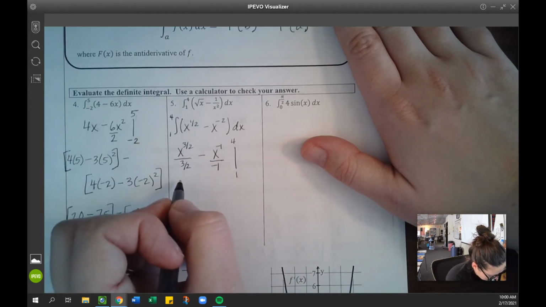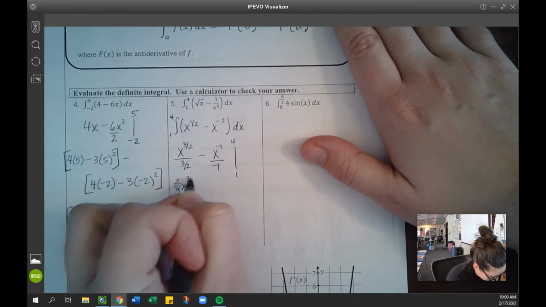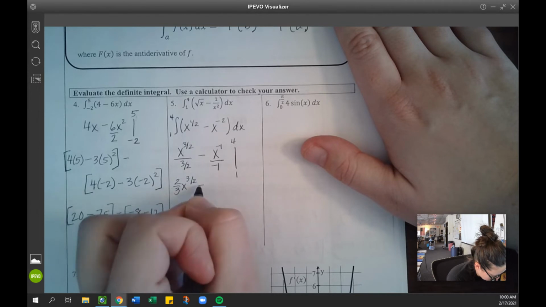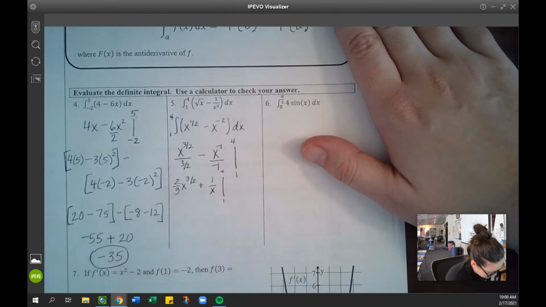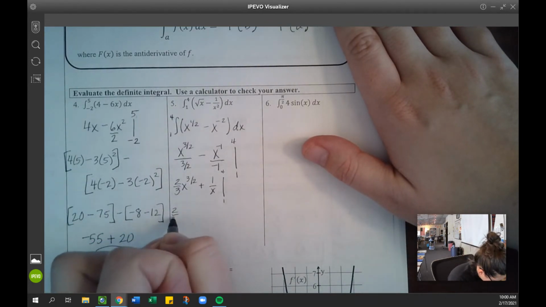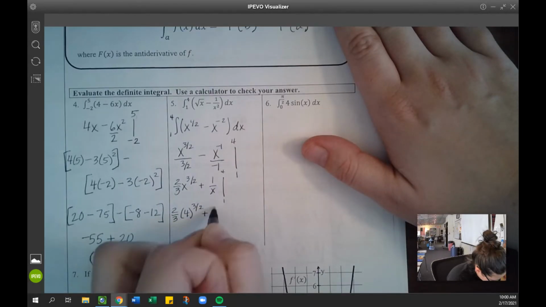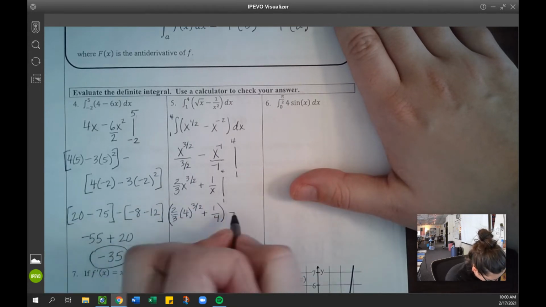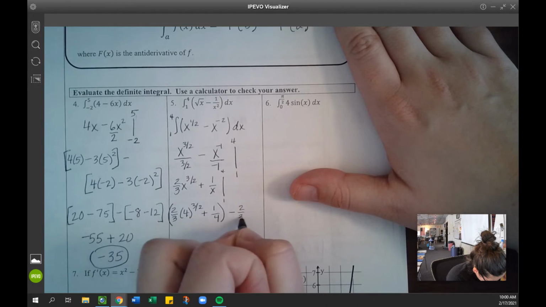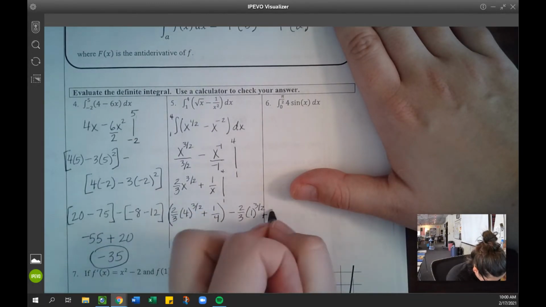All right, I'm just going to clean this up a little bit. So I have 2/3 x to the 3/2. Those negatives become a positive, plus 1 over x. All right, so I have to plug in 4 and 1. So I have 2/3 times 4 to the 3/2 plus 1/4, minus, now I have to plug in 1. 2/3 times 1 to the 3/2 plus 1 over 1 is just 1.